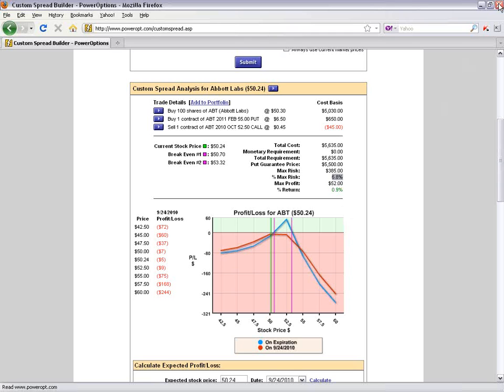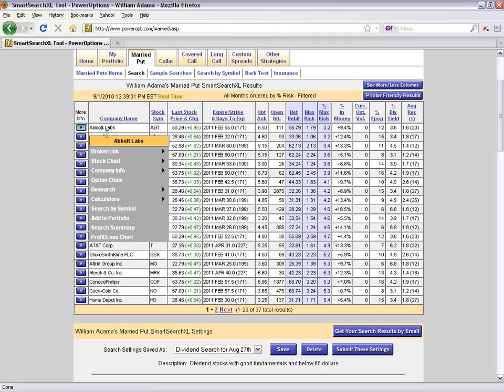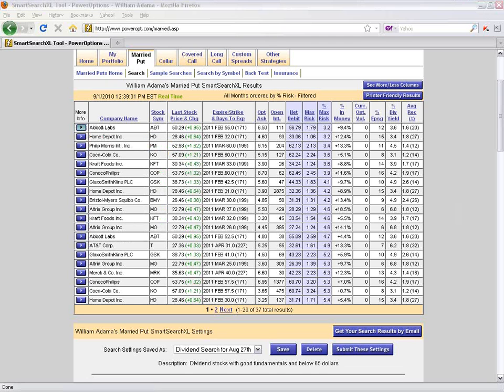I'm going to close out the profit and loss chart. I'm going to go back to our search screen. If I did all my research and analysis for the Abbott Labs position after I put in my criteria and have my values there, what I'm going to want to do next is add it to the portfolio to track the position. And we can do that with one step right here from our search tool. We'll select Add to Portfolio.